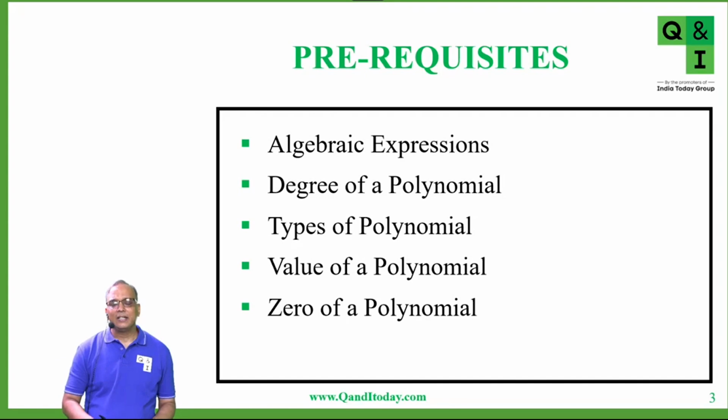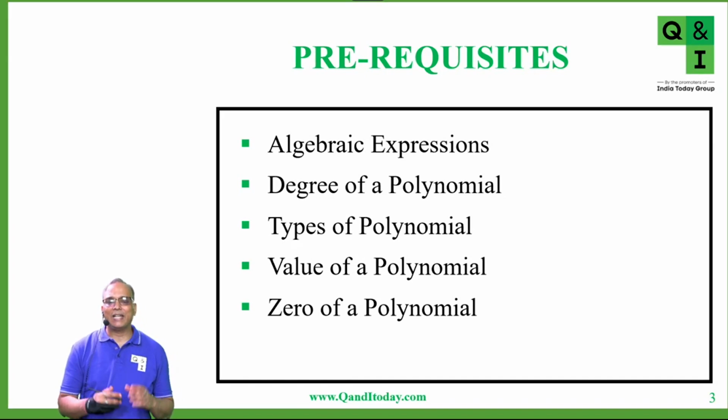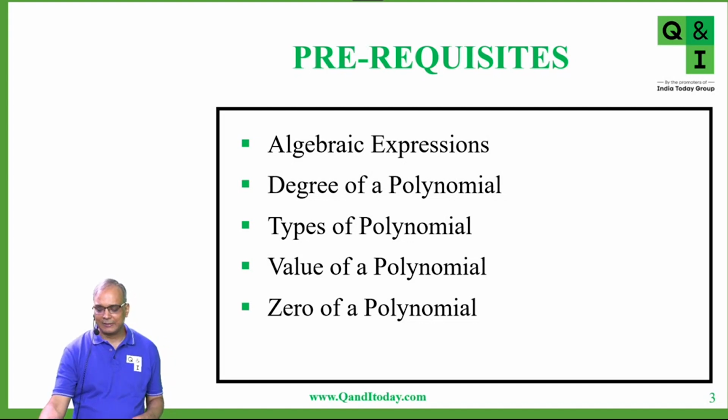Apart from that, you should also know the meaning of zero of a polynomial. That value of the variable which gives the value of the polynomial equal to zero is called the zero of a polynomial. This we had discussed in the previous class.